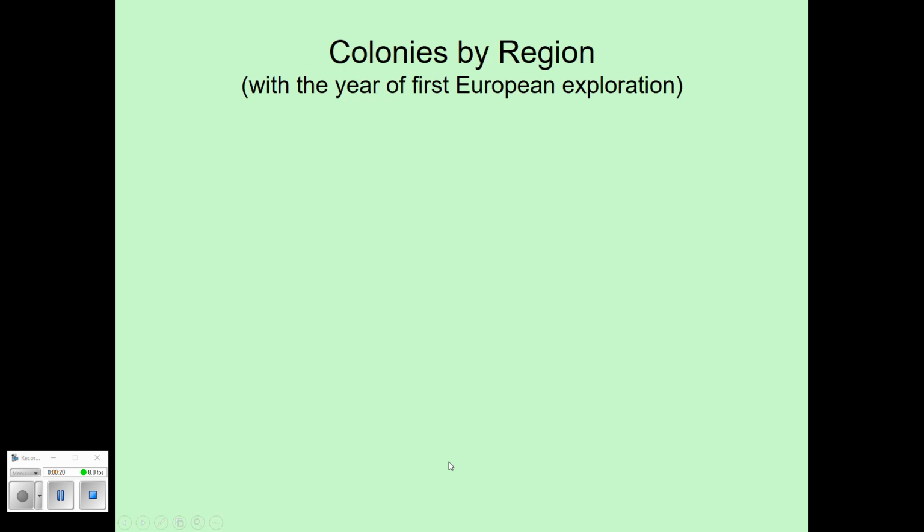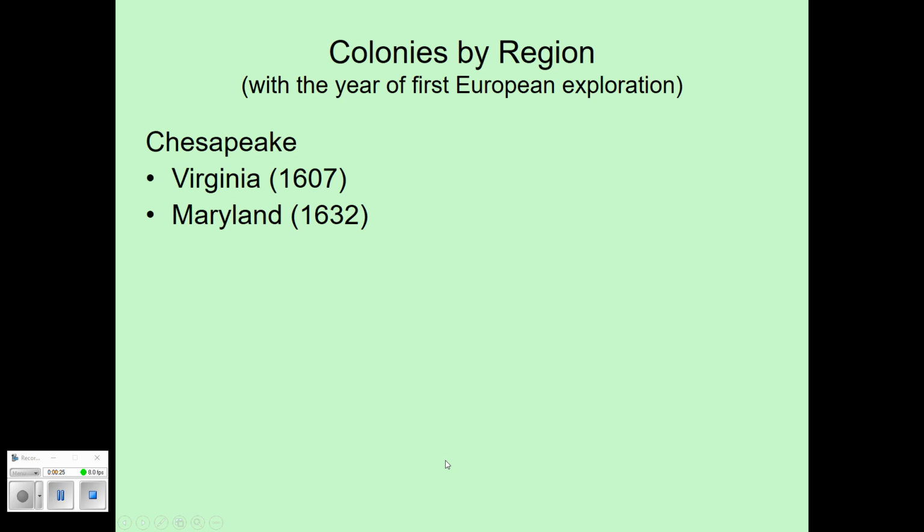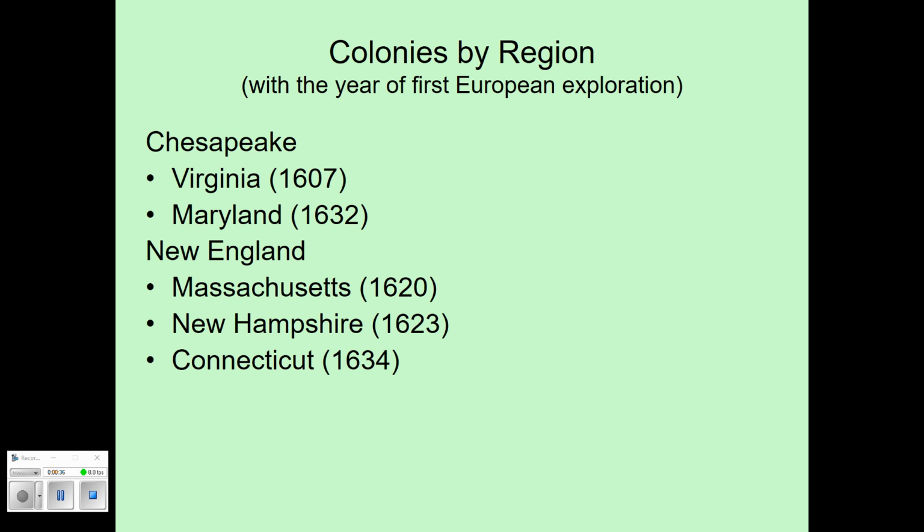If we can divide the colonies by region, it would fall out something like this. So the Chesapeake is simply Virginia and Maryland, the colonies around Chesapeake Bay, and we've looked at both of those. The New England colonies would include Massachusetts, New Hampshire, Connecticut, and Rhode Island.